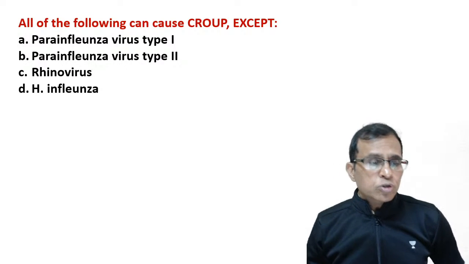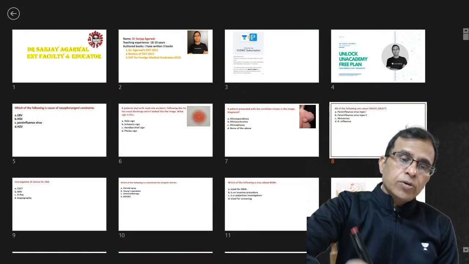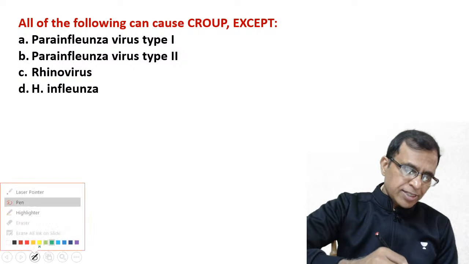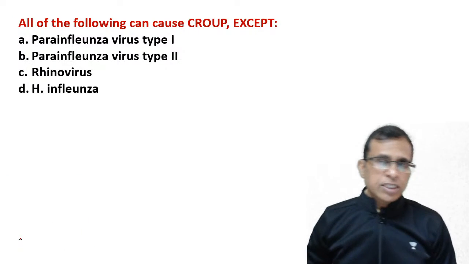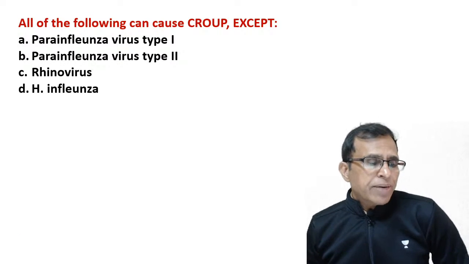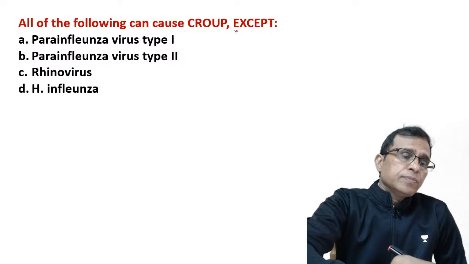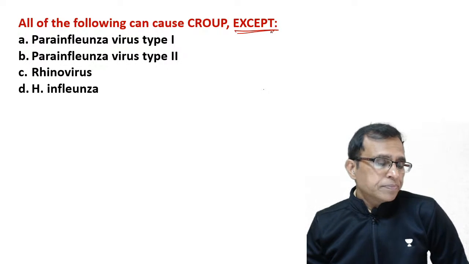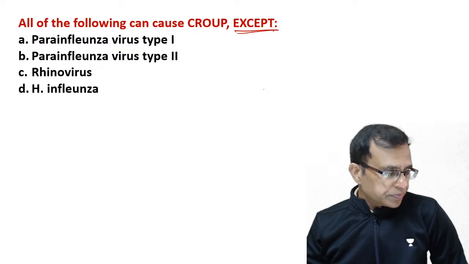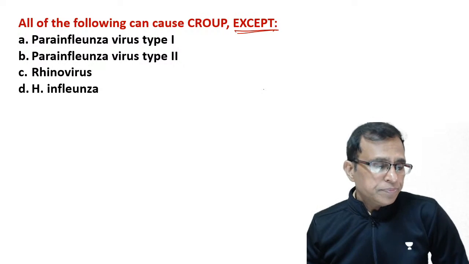All of the following can cause croup except. Now this is another interesting question. It's not tough, it is interesting. Now, is it parainfluenza virus 1, parainfluenza virus 2, rhinovirus, Haemophilus influenza? So which of the following does not cause croup? So what is your answer, friends? Let's see, what do you say?